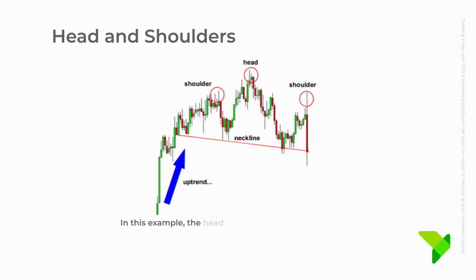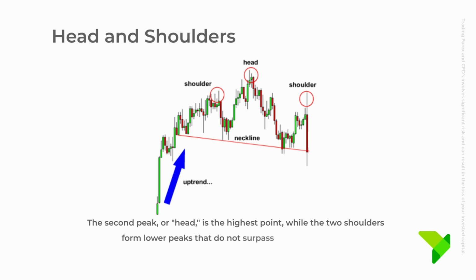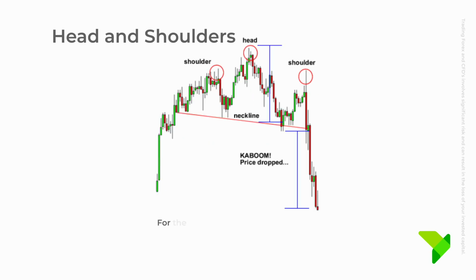In this example, the head and shoulders pattern is clear. The second peak, or head, is the highest point, while the two shoulders form lower peaks that do not surpass the head's height. For the head and shoulders formation, an entry order is placed below the neckline.